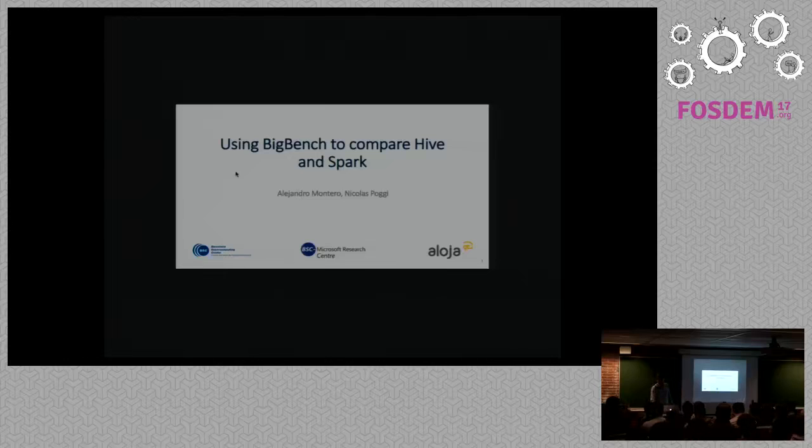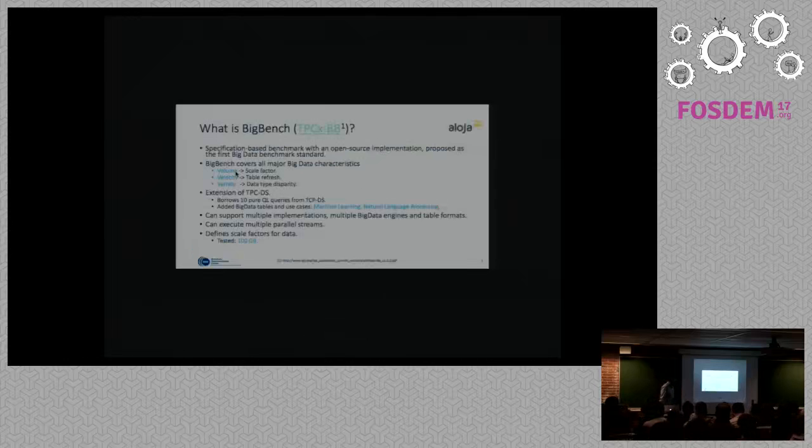So BigBench is a specification-based benchmark with an open source implementation. And recently, it's been proposed to be the first big data benchmark in the world. And that's because right now, it's the only one that covers all major big data characteristics. And as you may know, they are the volume, variety, and velocity.